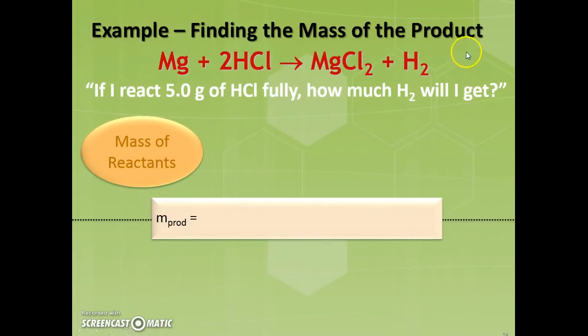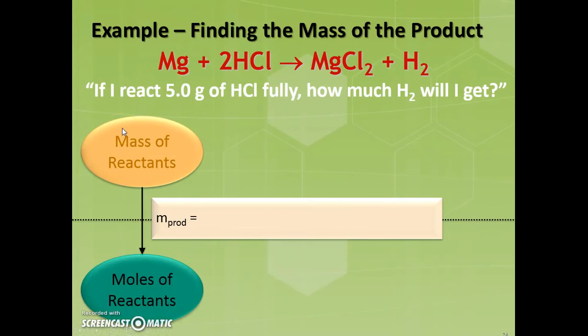Okay, so our example, finding the mass of the product, in this case, given the mass of the reactants. So, in my magnesium with acid reaction, if I react 5 grams of HCl fully, how much hydrogen gas will I get? So let's fire up the slingshot. First off, we're going to calculate the number of moles of reactants. So let's just put a term in here for mass of our reactants divided by the molar mass of the reactants. So this is just step 1 of the slingshot.